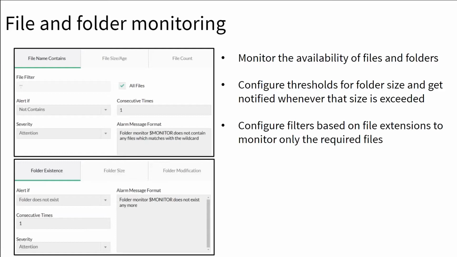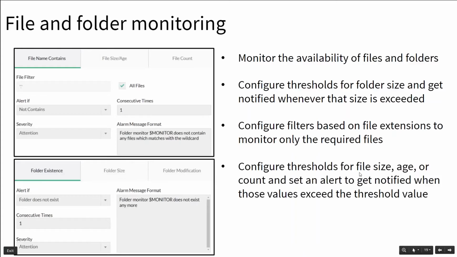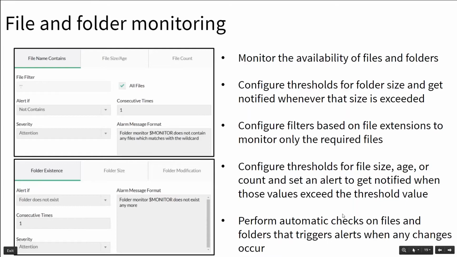Let's say a folder contains multiple file types, and you want to monitor only the txt files, pdf files, or .log files, which are very important or critical. You can filter them based on file extensions. Also, you can configure thresholds for file size, file age, or even the count of files, and set an alert to get notified whenever those values are exceeded. You can also perform automatic checks on files and folders and trigger alerts whenever any modification happens.